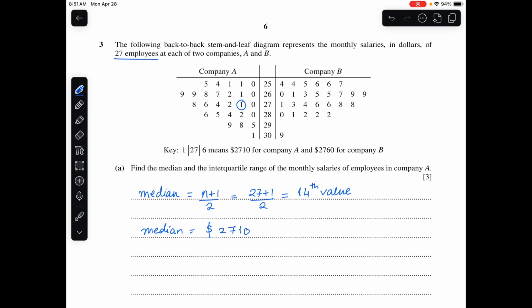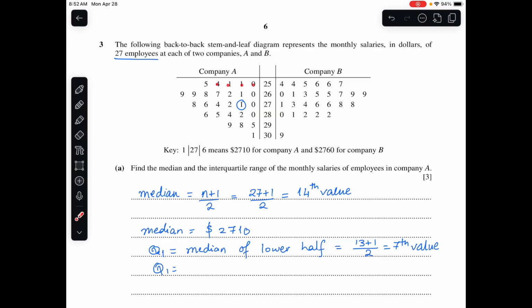Now the interquartile range is Q3 minus Q1. So Q1 is the median of the lower half. So let's try to find the median of the lower half. How many are left? If this was the 14th value, that means we are left with 13 values there. So it's going to be 13 plus 1 divided by 2. 13 plus 1 is 14, divided by 2 is the 7th value. So Q1 is going to be the 7th value before the median.